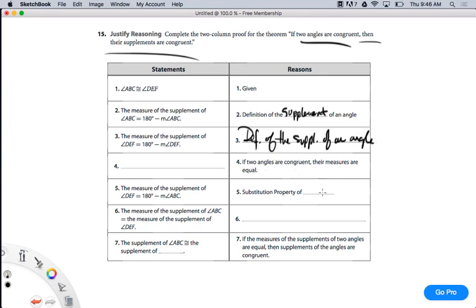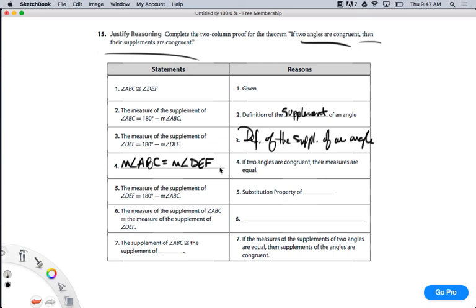Next thing, it gives us the reason, not the statement. If two angles are congruent, their measures are equal. There's only one thing that could make sense there. What two angles do I know are congruent? This reason would be implying that the statement is not that the angles are congruent, but that their measures are equal. So this would be saying the measure of ABC is equal to the measure of DEF. Okay?